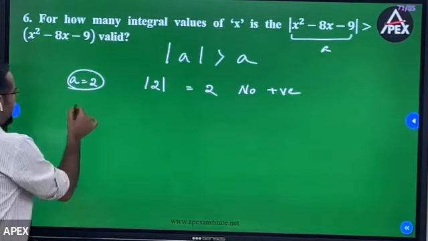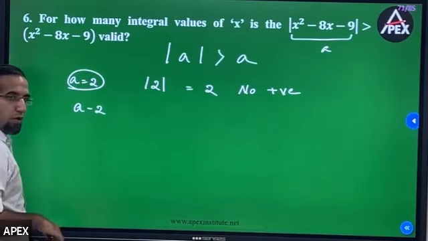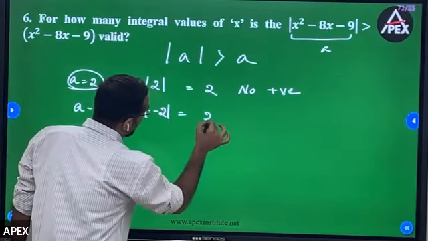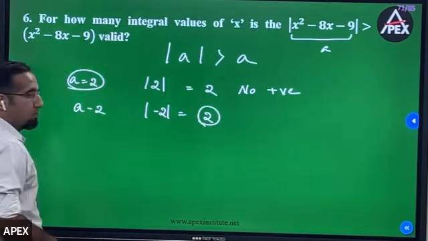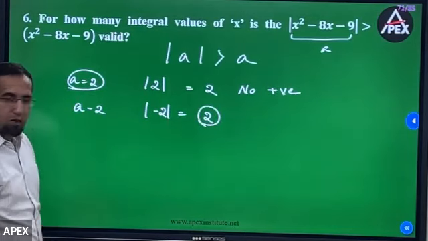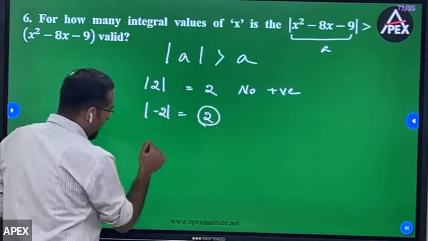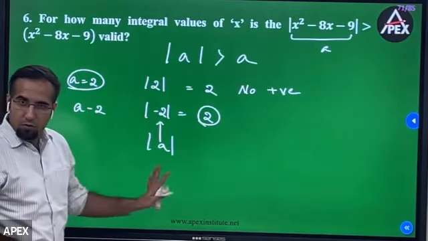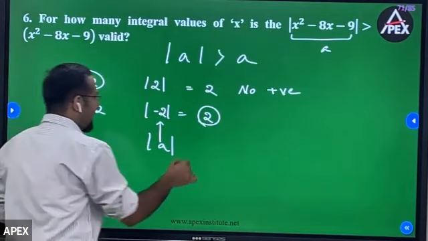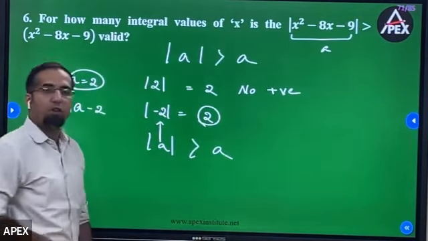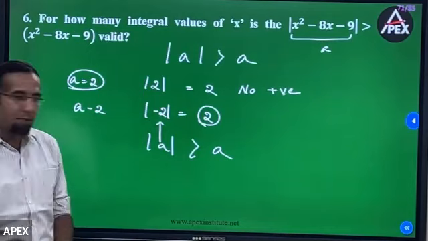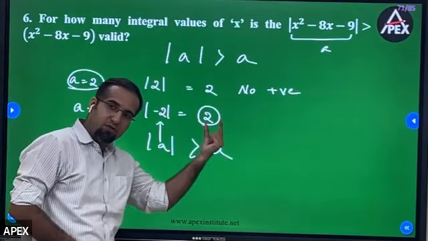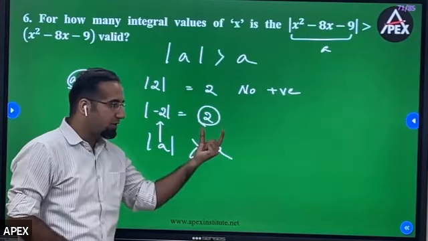Suppose I take A is equal to -2. Okay. Now what is mod of -2? Mod of -2 is equal to 2. Clear? Right? So can I say mod A? I repeat, A is equal to -2. Don't get confused. Mod A, can I say, is always greater than A for all the negative values only? I repeat, mod of -2 is 2. 2 is always greater than -2. Is this point clear? Online students.